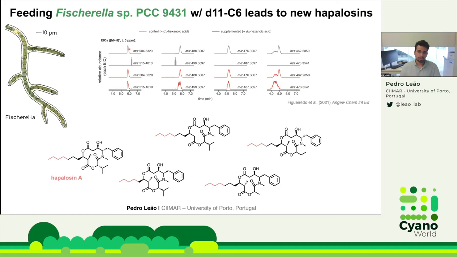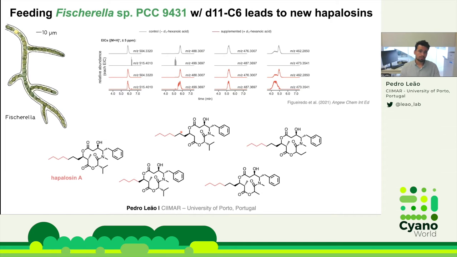And we have in gray the control situation, and in red the supplemented situation with the tritiated fatty acid. And then we have the extracted mass for the non-labeled compound, and then the expected label. We not only would see haplosin A labeled, which is this one top here, that we shouldn't see in the control situation, but we also found another set of related compounds with similar masses and similar retention times that were haplosin analogs. So these were the first haplosin analogs to be reported. But this served mostly as a proof of concept.